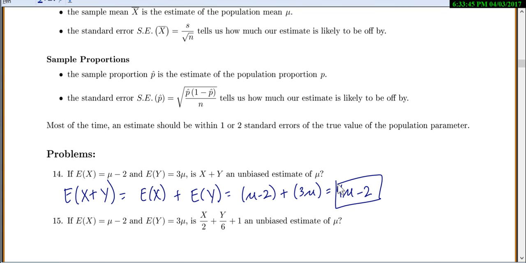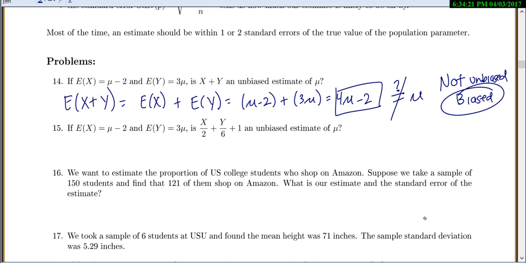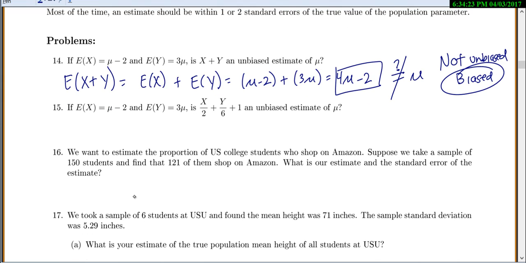So that's the expected value of x plus y. Now you ask yourself, is this equal to my population parameter that I'm trying to get, which is mu? So is that equal to mu? Well, we have 4 mu minus 2, so that's not going to be equal to mu. So it's not unbiased. Or if you prefer, that means it is biased. For it to be unbiased, it has to be equal to mu after you do your expected value. So that's our theoretical example.